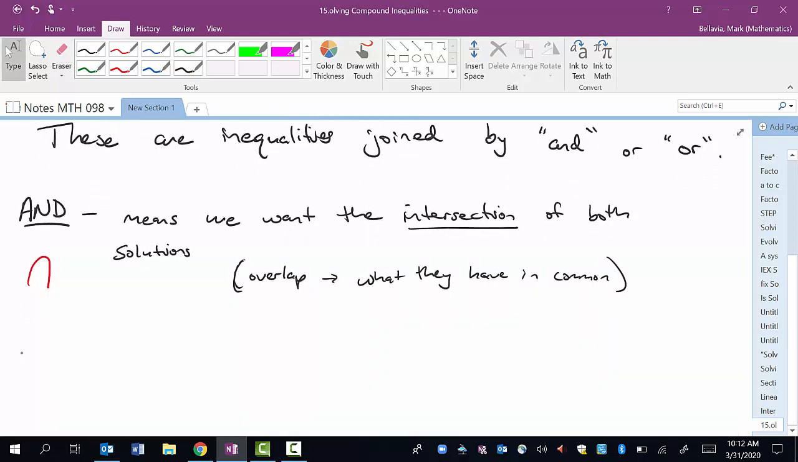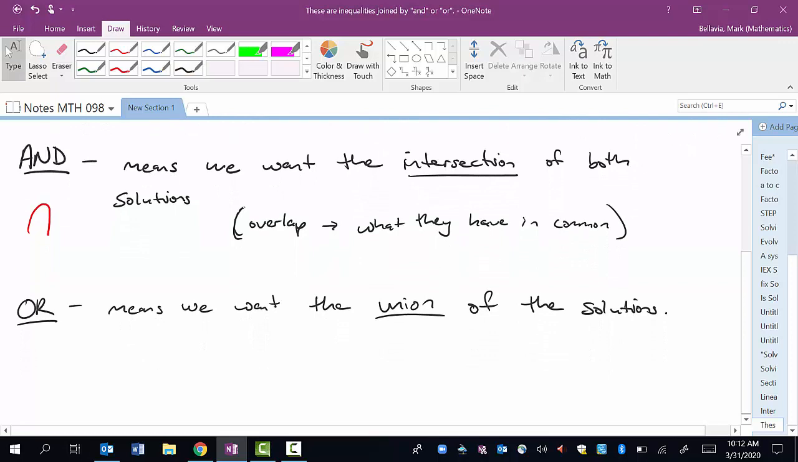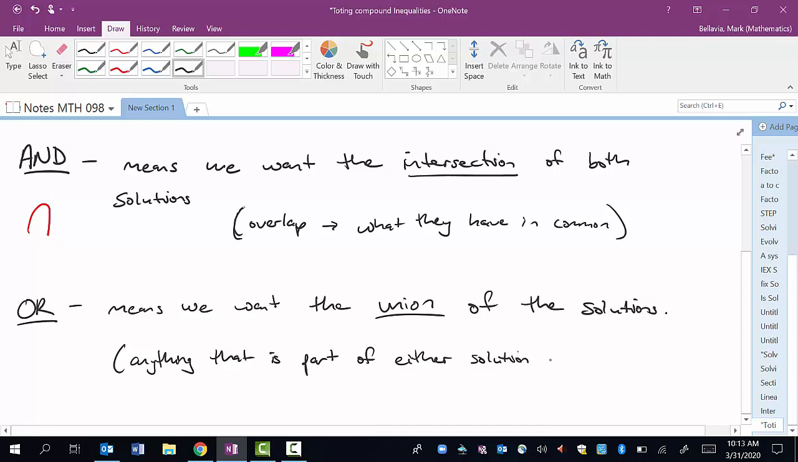For or, right, so the word or in between two inequalities means we want what we call the union. So we want the union of the solutions, or the union of both solutions. When I say the union, what I'm really saying is I want anything that's part of either solution should be included in the answer. So you should think of this as saying anything that is part of either solution should be included.